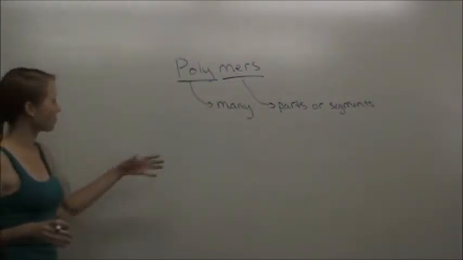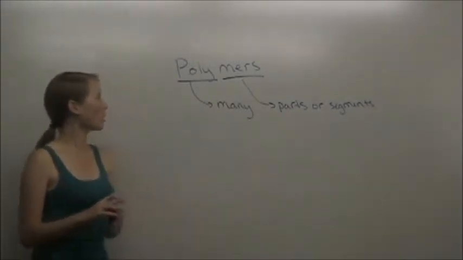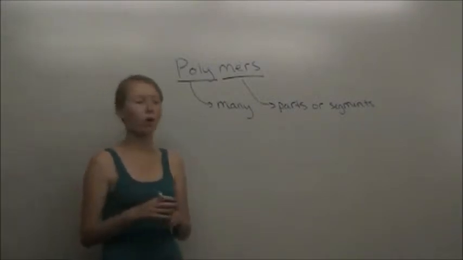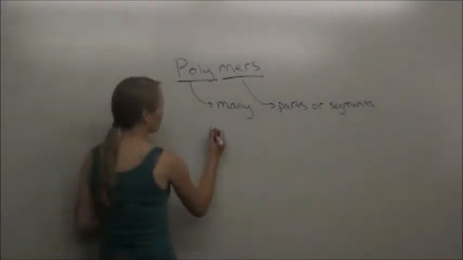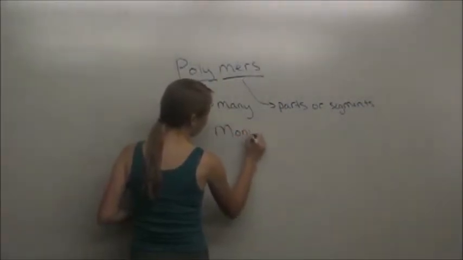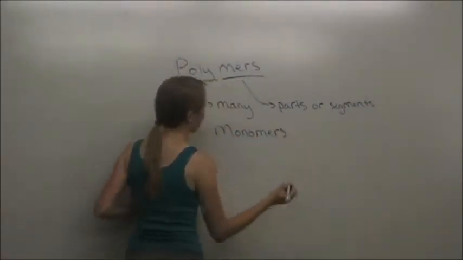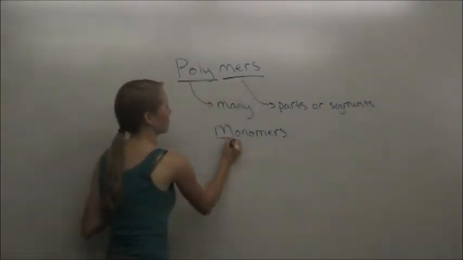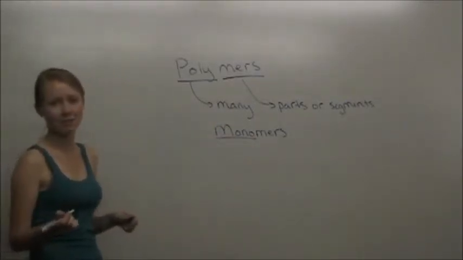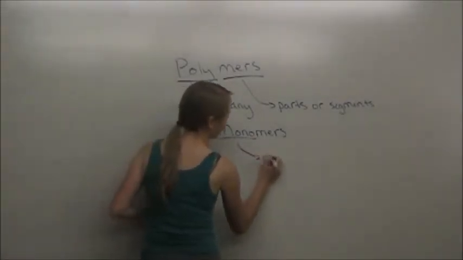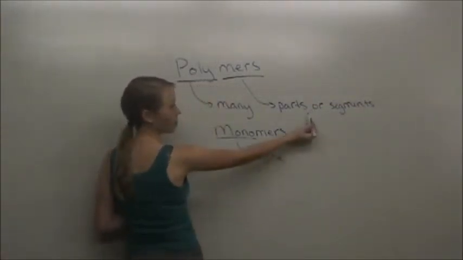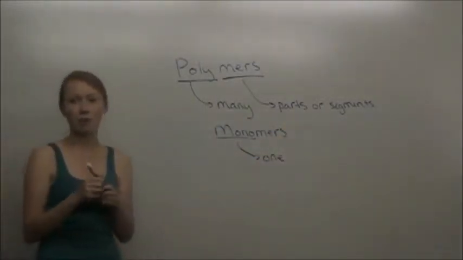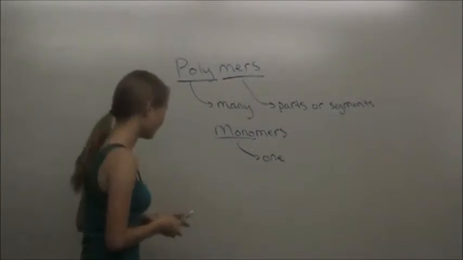We have many parts. So to make up a polymer, we have to have the pieces that make it up. So they are made up of monomers. So if we have tons and tons of monomers, they make up polymers. So what do we think mono stands for? One. One. So if we have one part that makes up many parts. Okay, so lots of monomers make up polymers. Everybody got that? Okay, cool.